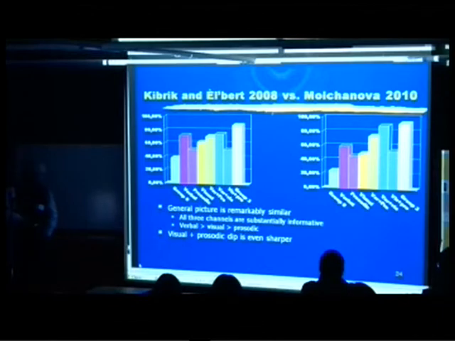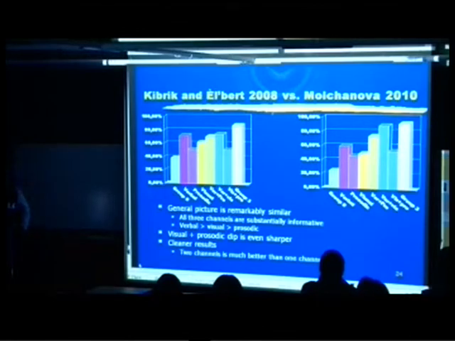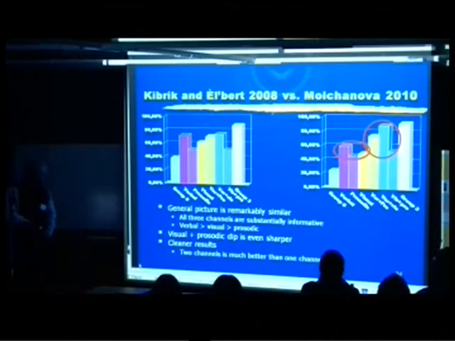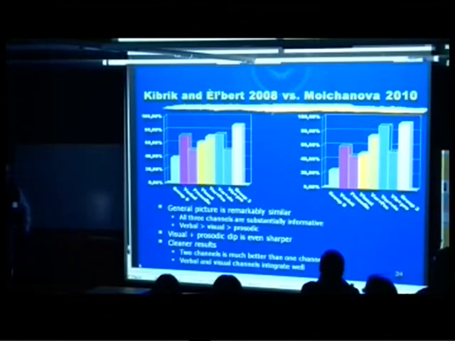In some other respects we have cleaner results because these were more methodologically elaborate. Having two channels apparently is much better than having one channel. You can compare these two triplets of the columns in the picture, and we also see that the verbal and the visual channels integrate really well. This result of having two channels together is very close to the rightmost column, which is the group that saw the original material.